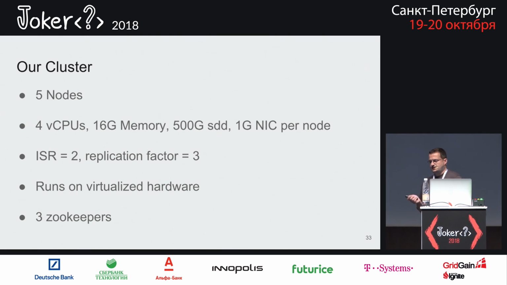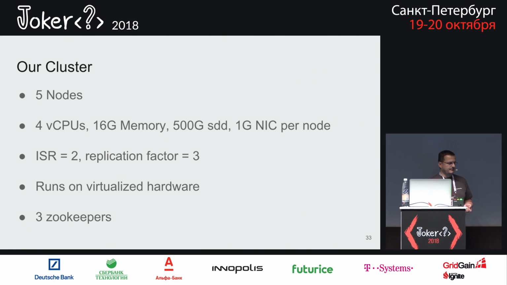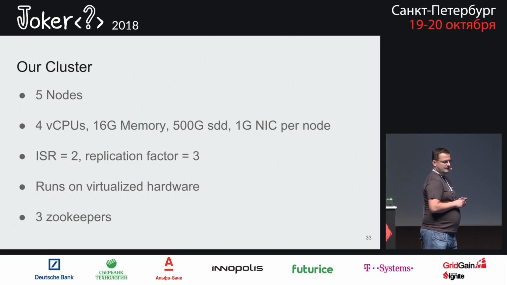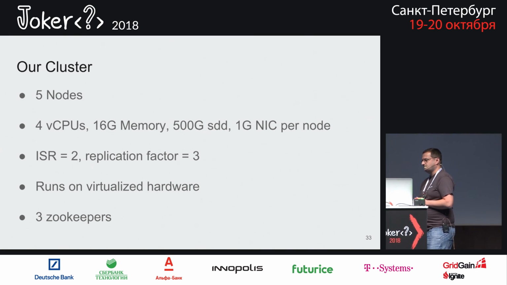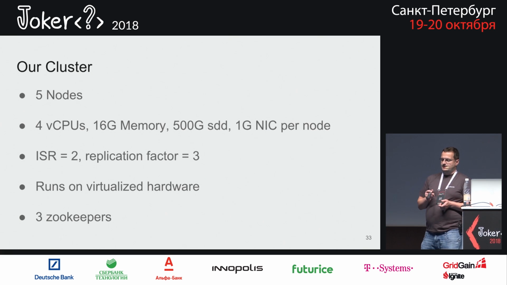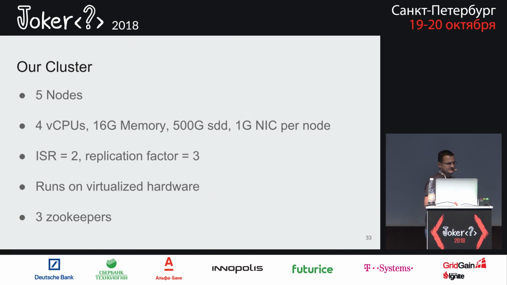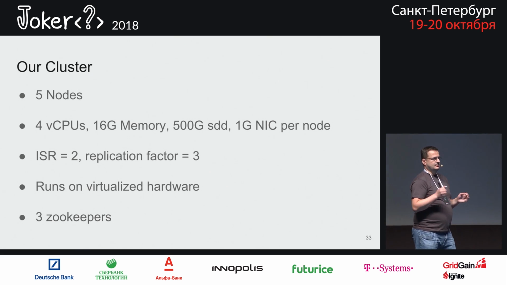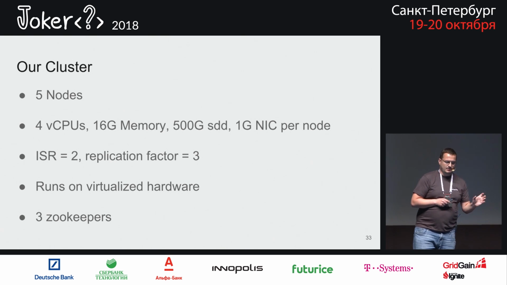And this is what our cluster looks like. We are running on 5 nodes of virtual hardware, with 4 virtual CPUs, 16 gig of memory, a 500G SSD, and currently a 1 gigabit NIC, but we're moving to 10G. The ISR and replication factor are interesting. Replication factor means on how many nodes your message is replicated, and the ISR is called the in-sync replica set.